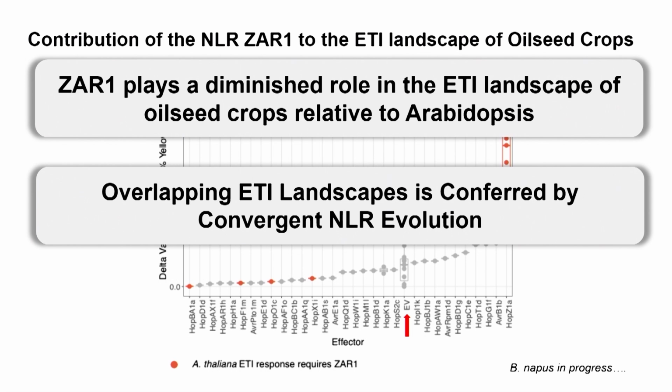And importantly, the ETI landscape is conferred by convergent evolution of NLRs, or these resistance proteins. All right? So that means that a resistance protein that recognizes an effector in Arabidopsis is unlikely to recognize the same effectors in oilseed crops.